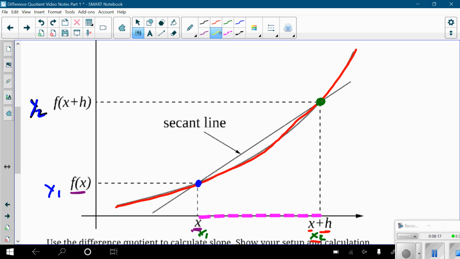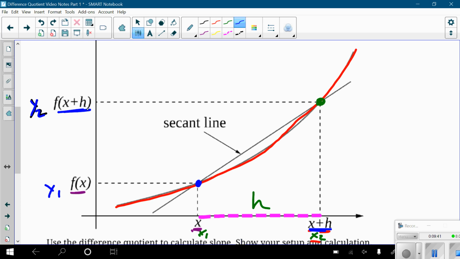Okay, so that distance there is h. So you've got one x value, and then you've got another one that's that other x value, but moved h over. Like, let's say x was 6, and you wanted to move over 3, then the other x value would be 6 plus 3, which is 9.